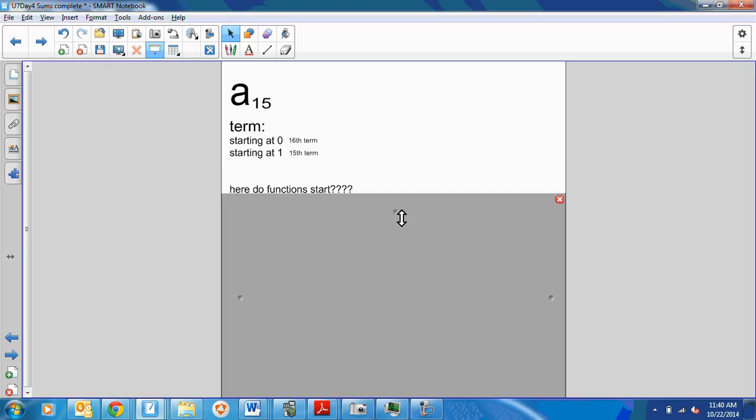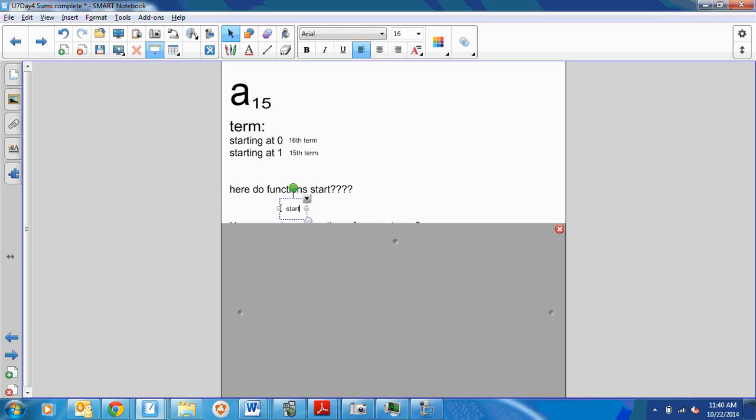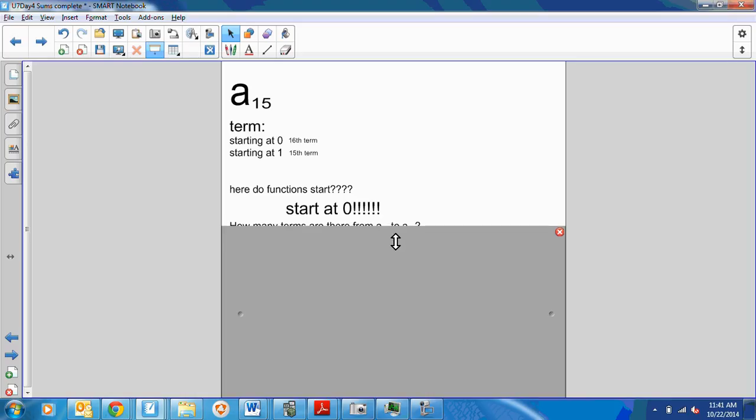So a big thing that we do with these sequences, like geometrics and arithmetics, we always try and find that function formula. And a big thing to think about when we're talking about a sub 15s is functions start at 0. That's a really big thing to notice, that they start at a sub 0. So how we find specific terms, if I want to find the 15th term and the 16th term, might be confusing in the next couple steps.